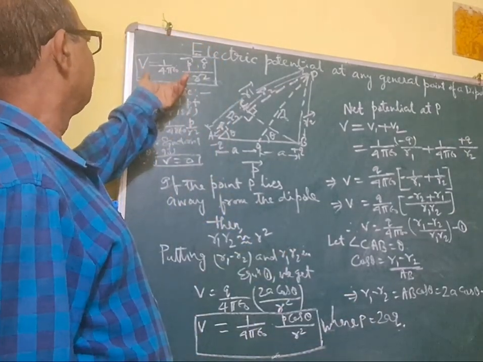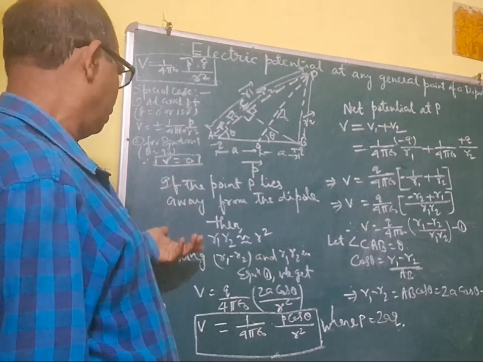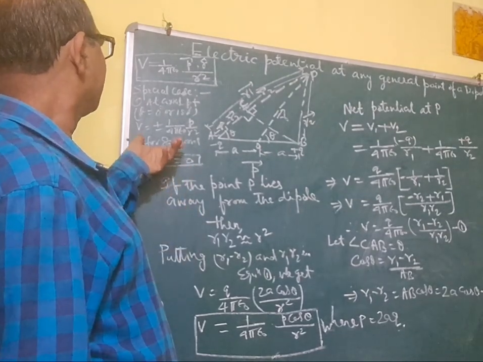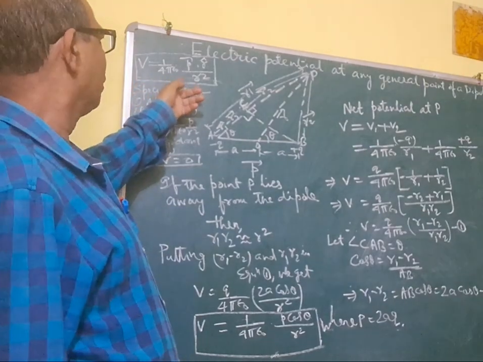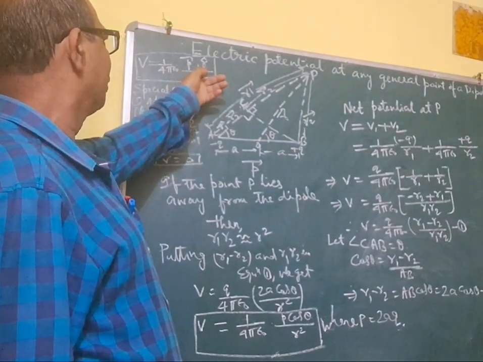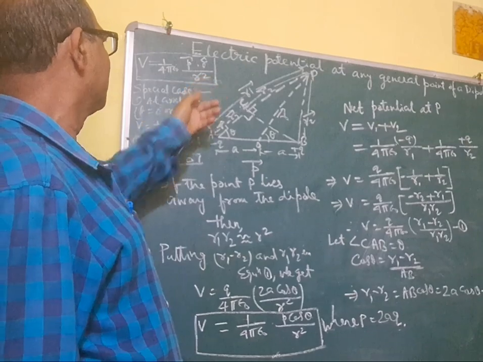For a short dipole, the special case in vector form is V equal to 1 by 4 pi epsilon naught, P vector dot R unit vector, divided by R square.